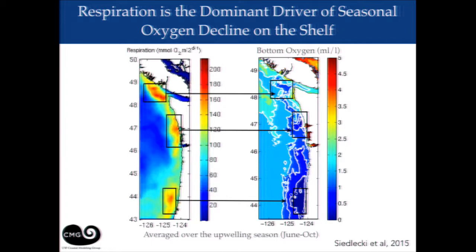Okay, so what we found in terms of the budget analysis was that respiration was the large driver of the seasonal oxygen decline, which is consistent with the prior observational studies in the region. And that the patchiness of where that respiration was happening coincided with the areas of persistently low oxygen, or hypoxia.